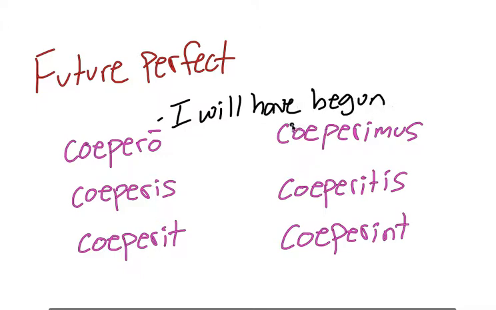Okay, so coepi is a defective verb. It exists only in the perfect system. It only has perfect, pluperfect, and future perfect tenses. So how would you say I begin? How would you use the present tense?